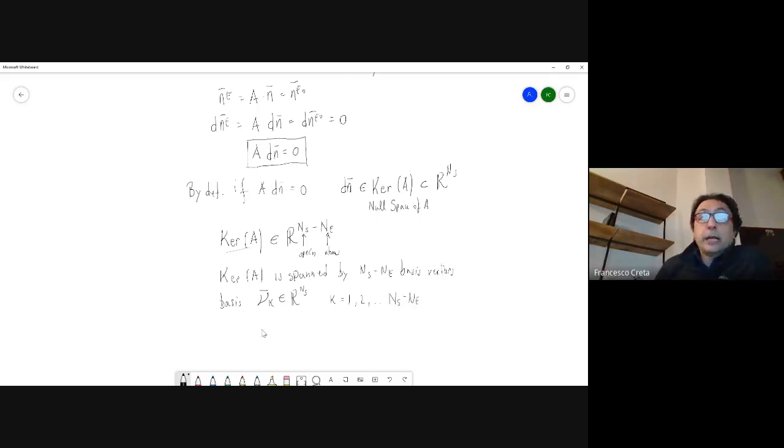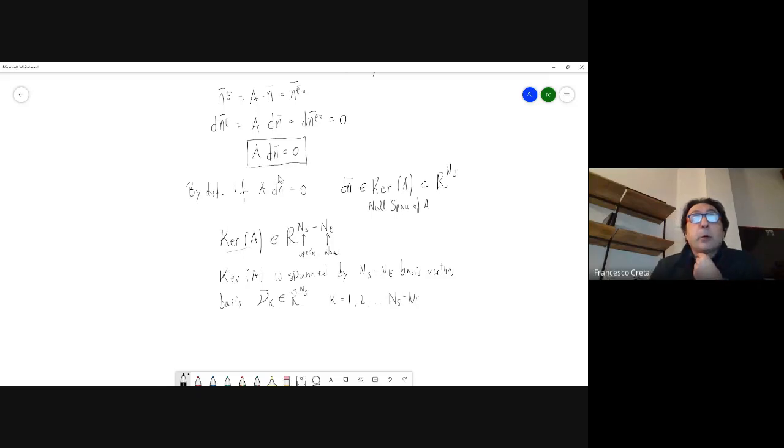So you live in R4, but there is a restriction on where you can move in R4. And that is, in fact, the kernel of A. The kernel of A is generated by two basis vectors, so it's a plane in a four-dimensional space.